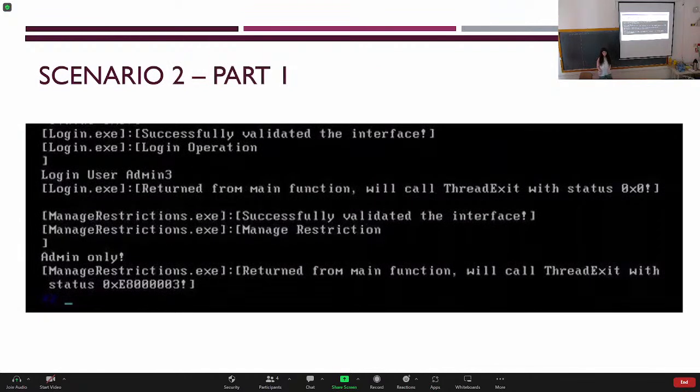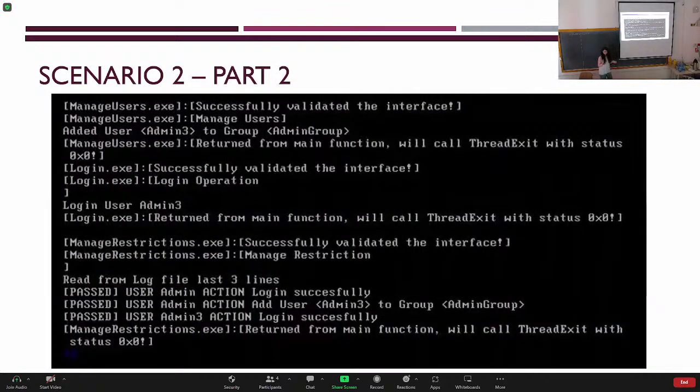Next, we log in as admin tray, and we try to read from the audit file as the previous user did. But since admin tray is not part of the administrator group, it will throw an error because it's an admin-only command. If we log back in as admin, it can add the user admin tray to the administrator group, which it does on the upper line there. Then we log back in as admin tray, and we can see that now we can read from the audit file, so it passed the check.